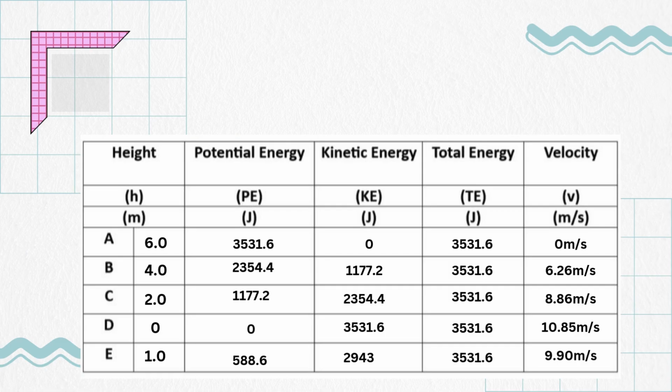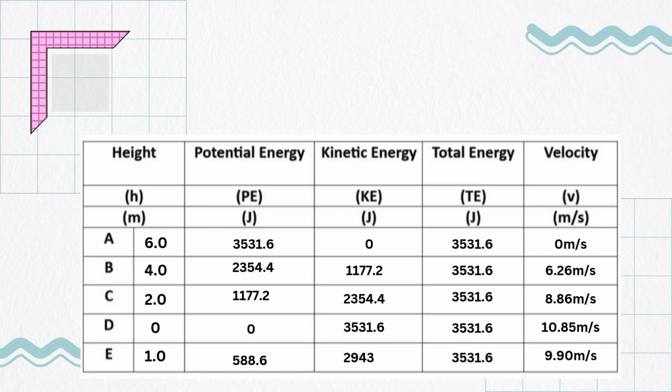3. Point C, height equals 2 m. The object continues to fall, losing more potential energy, 1177.2 J, while gaining kinetic energy, 2354.4 J. The velocity at this point has increased to 8.86 meters per second.